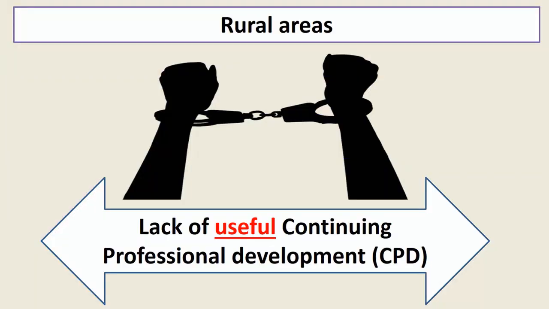Now, where should these issues be solved from? Teachers should be helped from where? From CPDs. CPDs would be the best area to help them to solve them. But in Rwanda, rural areas especially, their hands are really tied because of lack of useful CPDs. I underlined useful because of the reason I'm going to talk about.